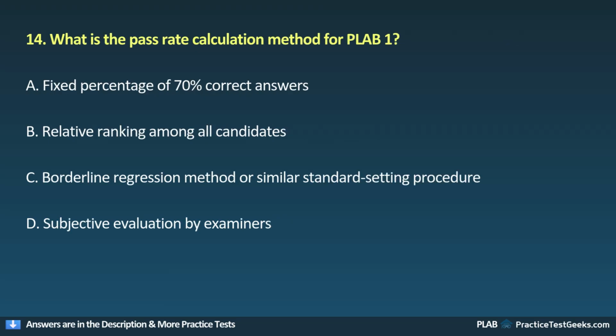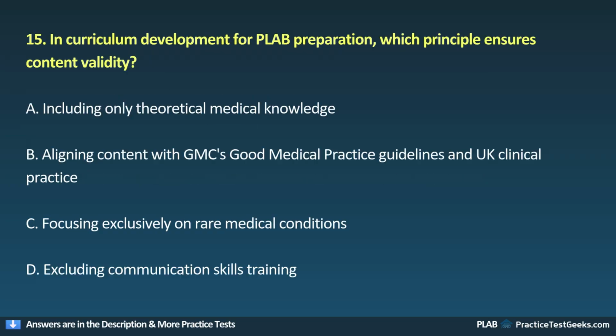14. What is the pass rate calculation method for PLAB 1? A. Fixed percentage of 70% correct answers. B. Relative ranking among all candidates. C. Borderline regression method or similar standard setting procedure. D. Subjective evaluation by examiners.